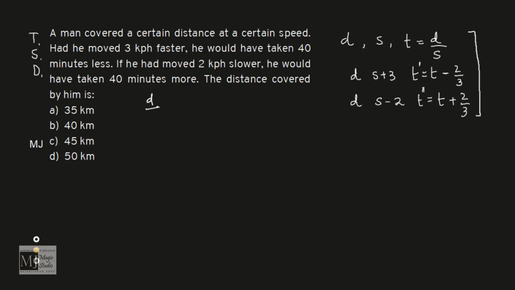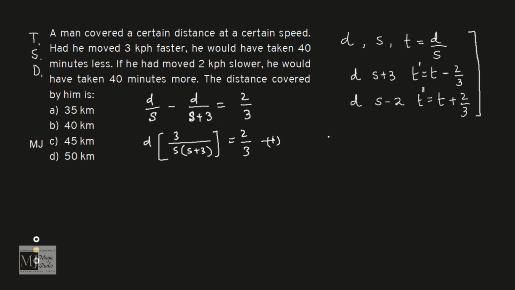D by s minus d upon s plus 3 is 2 by 3, isn't it? Time taken yesterday and time taken today with the speed of s plus 3, I'm saving 40 minutes. So d into s plus 3 minus s is 3, upon s into s plus 3, is equal to 2 by 3. From here we can have the value of d. Okay, first equation. Second, again I can have d upon s minus 2 minus d by s is again 2 by 3, isn't it?